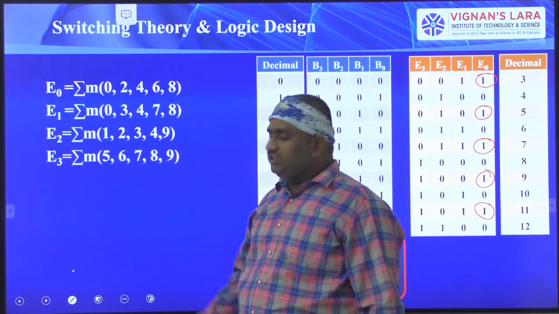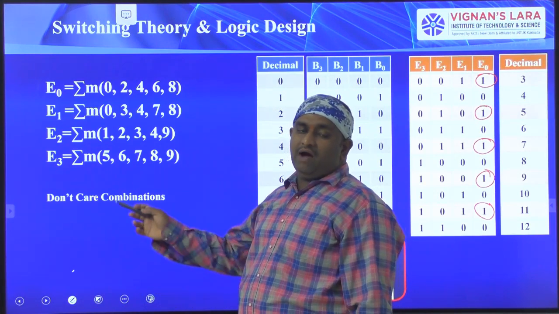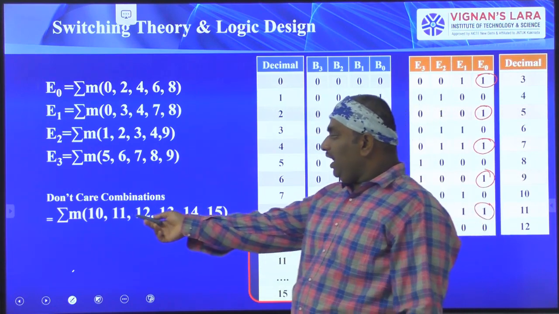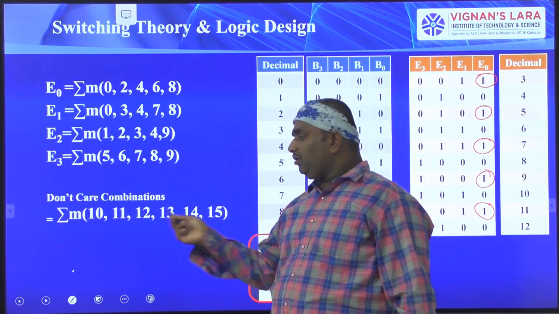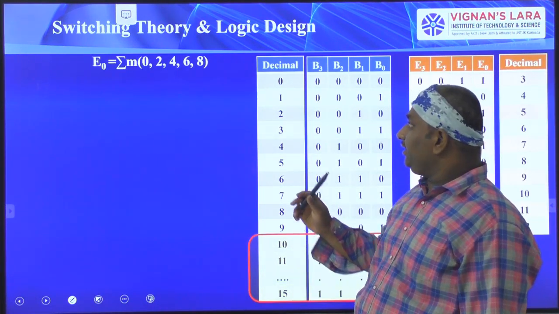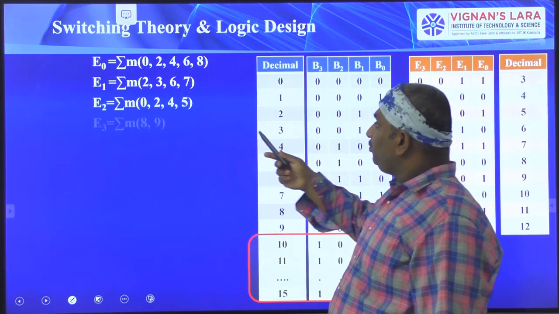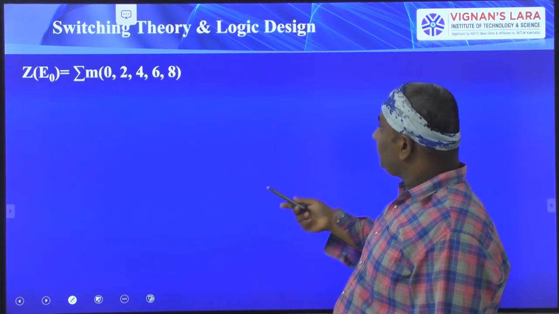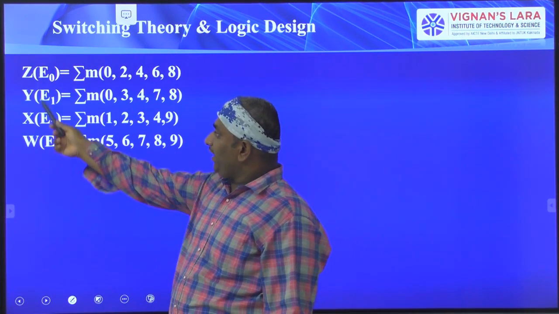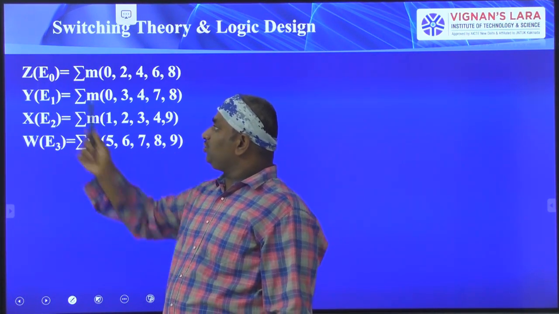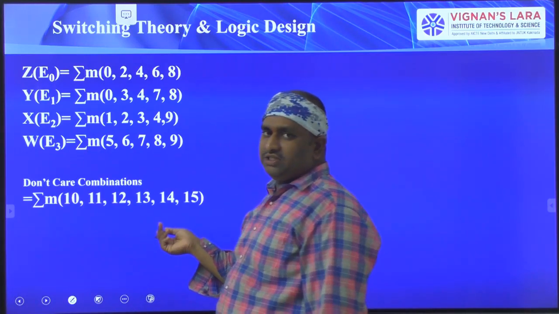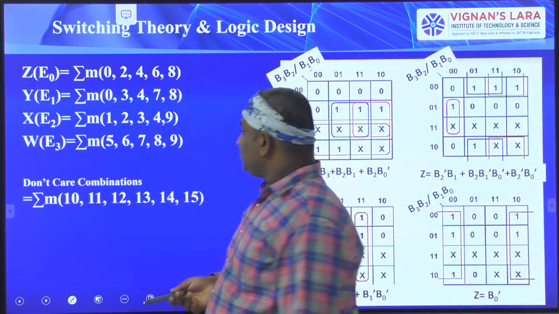After writing these 4 equations, now it is time to write our don't care combinations, which I have represented from 10 to 15. Those 10 to 15 I am representing as don't care combinations. What we have completed now are E0, E1, E2, E3 and the don't care combinations. Here I am considering E0, E1, E2, E3 as W, X, Y, Z, where E0 is equal to Z, E1 is equal to Y, E2 is equal to X, E3 is equal to W. And for don't care combinations, there is no need of another representation.